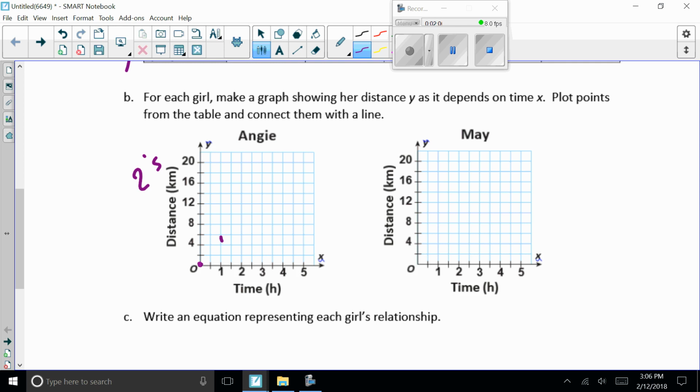Your line should be a little bit clearer because my graph's a little bit bigger. 2 is 10, so I know that hits exactly at that hash mark. 3 is 15, so again, it falls in between. And then 4 is going to be 20, so again, it meets at the top. So I'm going to connect them with a line.